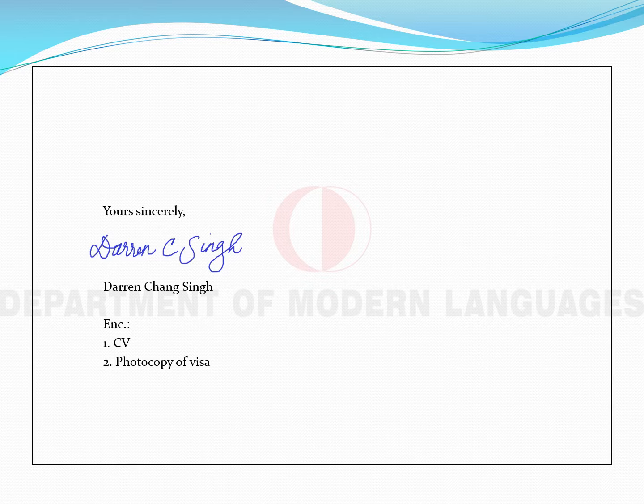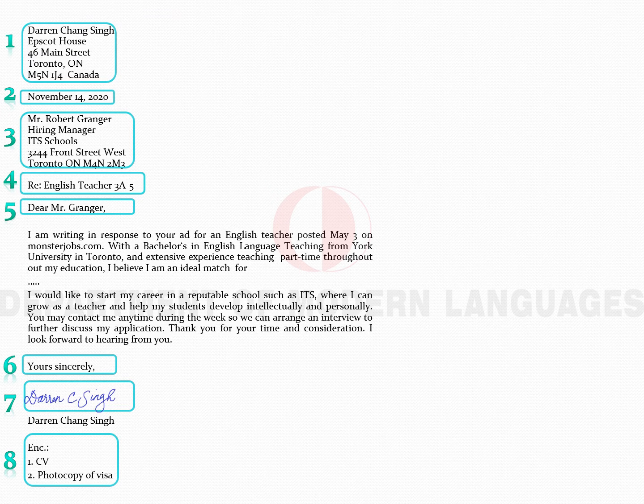Here is what the valediction, the signature above the typed name, and the enclosure looks like when put together. And here is what the letter looks like. Now, answer the question.